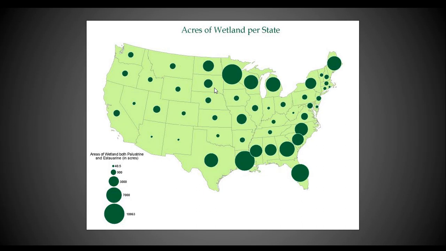And there you go. This one would be a proportional symbol. The size of the circle here represented the acres of wetland. So what we see here is, again, proportional symbol. The circle got gradually larger and gradually smaller based on the value.